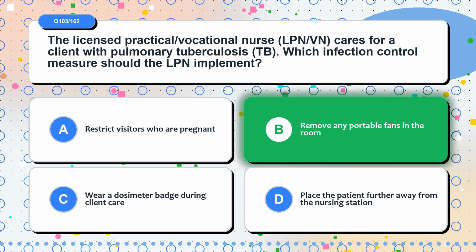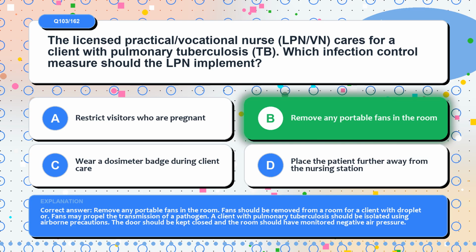The correct answer is option B. Remove any portable fans in the room. Fans should be removed from a room for a client with droplet or airborne precautions, as fans may propel the transmission of a pathogen. A client with pulmonary tuberculosis should be isolated using airborne precautions. The door should be kept closed and the room should have monitored negative air pressure.